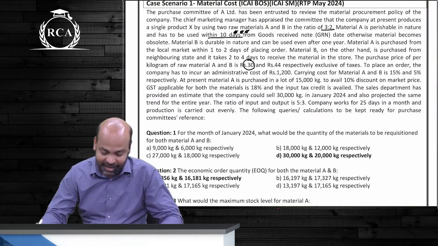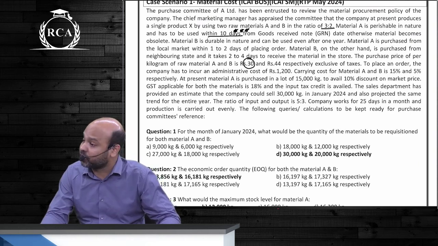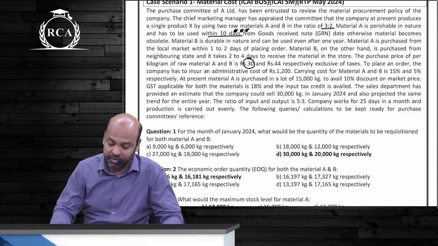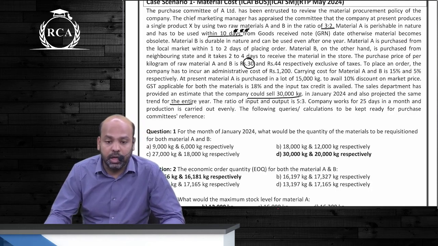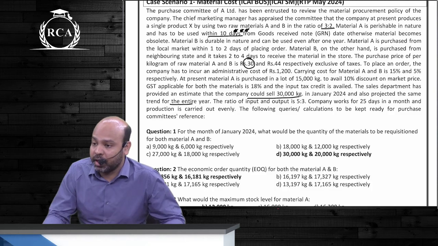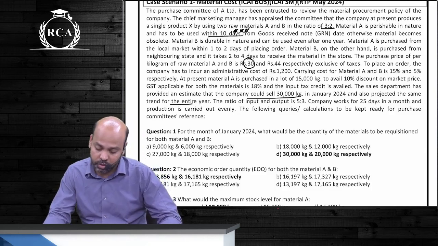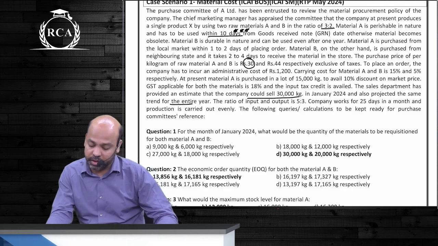Yes, guys. So here, guys, is telling us that our expected sales are 30,000 kgs in Jan 2024 and also projected the same trend for the entire year. That means in a year you'll be selling 30,000 kgs multiplied by 12, 3,60,000 kgs. The ratio of input and output is 5:3. Company works for 25 days in a month and production is carried out evenly.